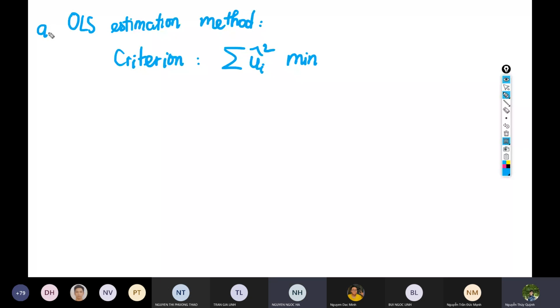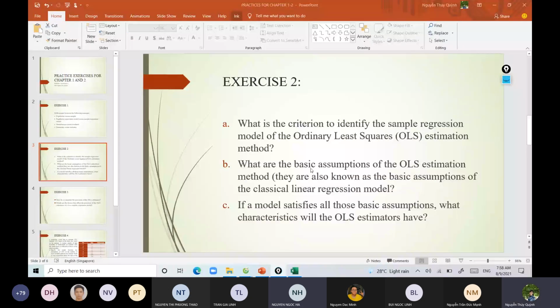So the assumptions of the OLS, there are 7 basic assumptions. Yeah, and what are they? The first is that the function is linear in parameters.